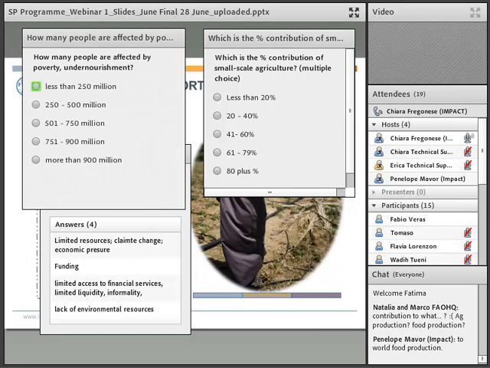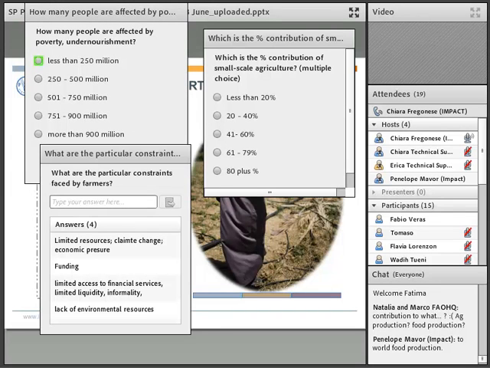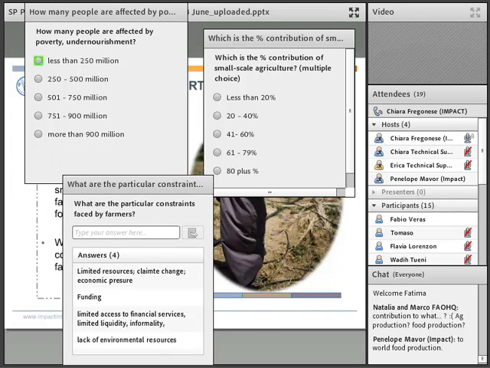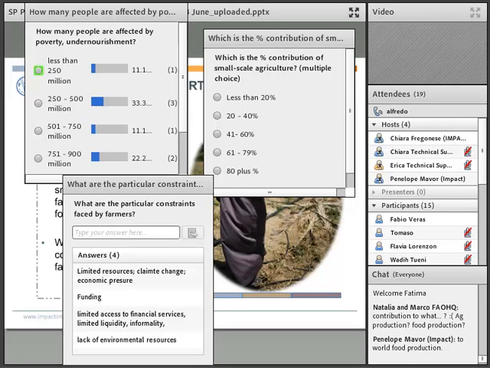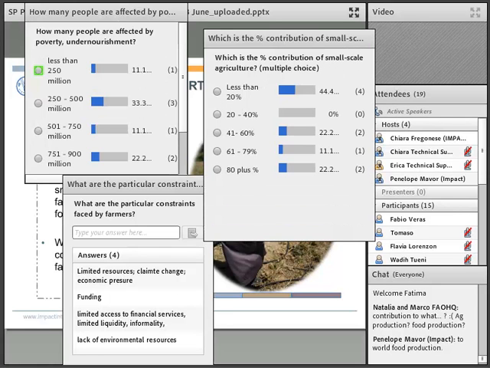So now you're having all the polls all together. Sorry, it might be a bit confusing at this time, but now you can see everything together. Okay, there is no vote concerning the contribution of small scale. Okay, it's coming. Very good. We wait.